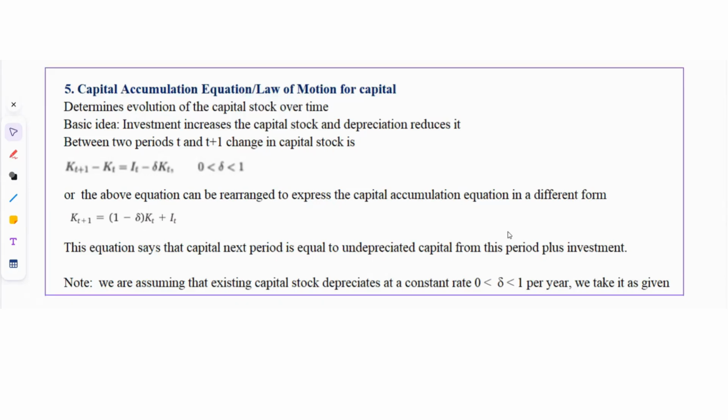So this is our setup where we looked at the production function, we looked at the investment output relationship, we looked at labor, and then we looked at the capital accumulation.